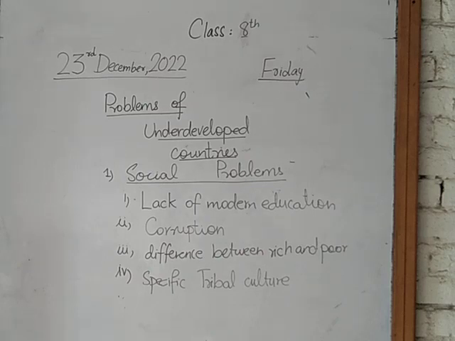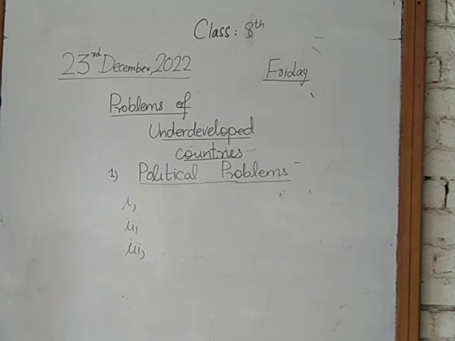First is lack of modern education, then corruption, then difference between rich and poor, and specific tribal culture. These are the four main social problems, and they are the problems of underdeveloped countries. So students, now we will discuss the political problems.